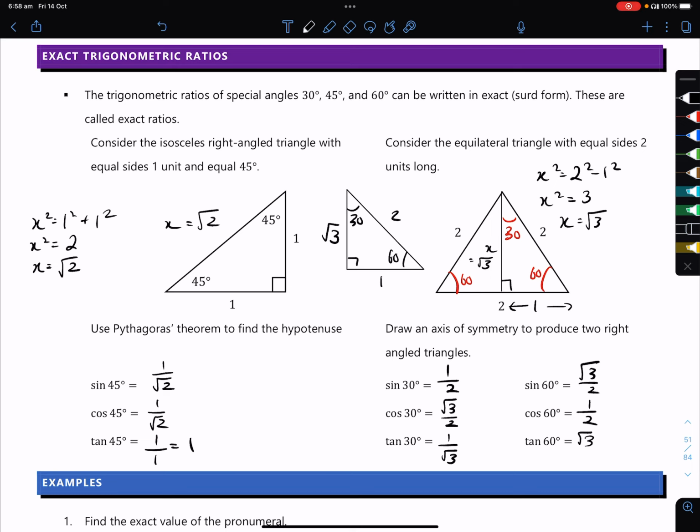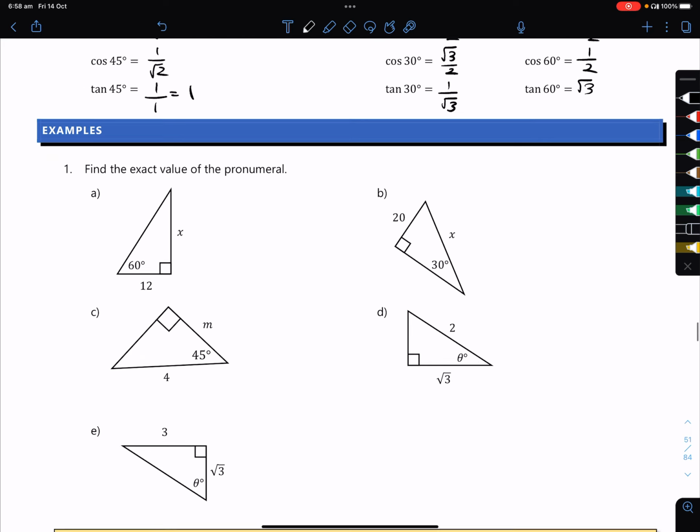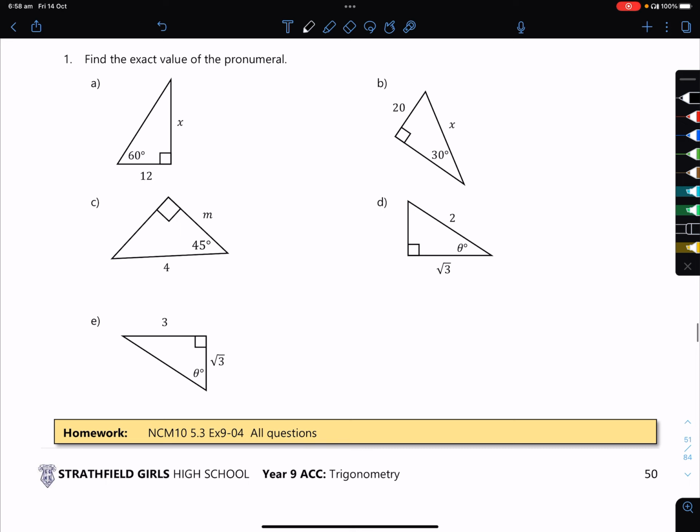Okay, so each of these trig ratios of 45, 30, and 60 are ones that you really have to remember and memorize. Okay, or if you don't memorize it, then there is another way to get it on the calculator. Okay, but I will show you that later on. So, question 1a.